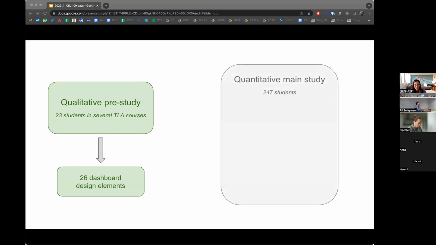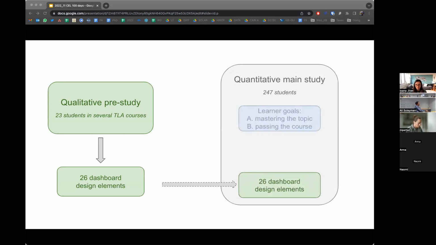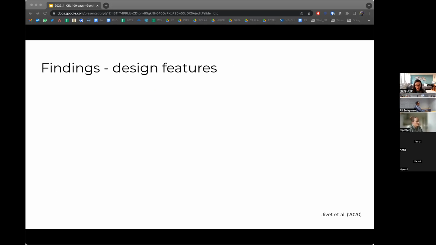And then we asked 247 students, these were first year and second year university students this time, to rate how relevant these items are for them. But there was a twist, because we divided the students into two groups and told each one of them to rate the items having one specific learning goal in mind. For one group, the learning goal was to master the topic of the course, so pretty much focus on the learning of the content, while for the other one, the goal was to simply pass the course, so finding the path of least resistance through the course. Of course, we also collected self-regulated learning information through a questionnaire.